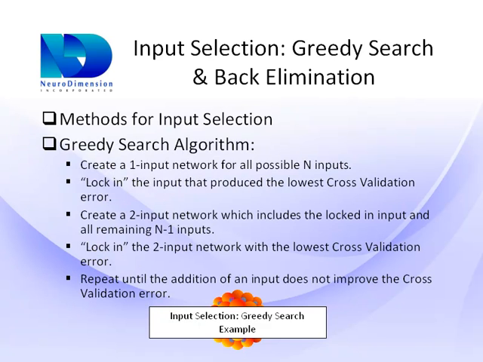The Greedy Search algorithm will create one input network for all possible inputs. In other words, if your dataset has 10 inputs, it will create 10 single input networks. It will then lock in the input that has produced the lowest cross-validation error and begin creating a series of two-input networks, which include the locked-in input from the first series. This process will continue to lock in the networks with the lowest cross-validation error until it does not improve the cross-validation error any longer.